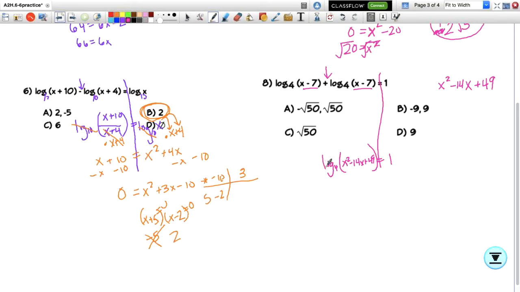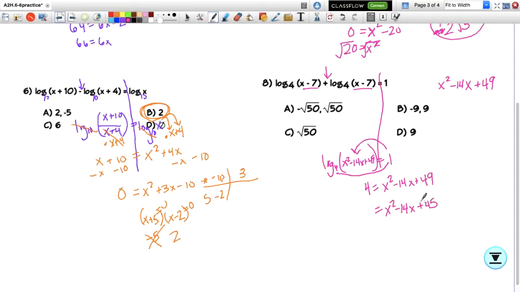Now, log on one side, constant on the other. I need to change it to exponential form. 4 to the first power equals this. 4 to the first power equals 4. X squared minus 14x plus 49. I'm going to minus 4 minus 4. I feel like we literally just did this problem. X squared minus 14x plus 45.